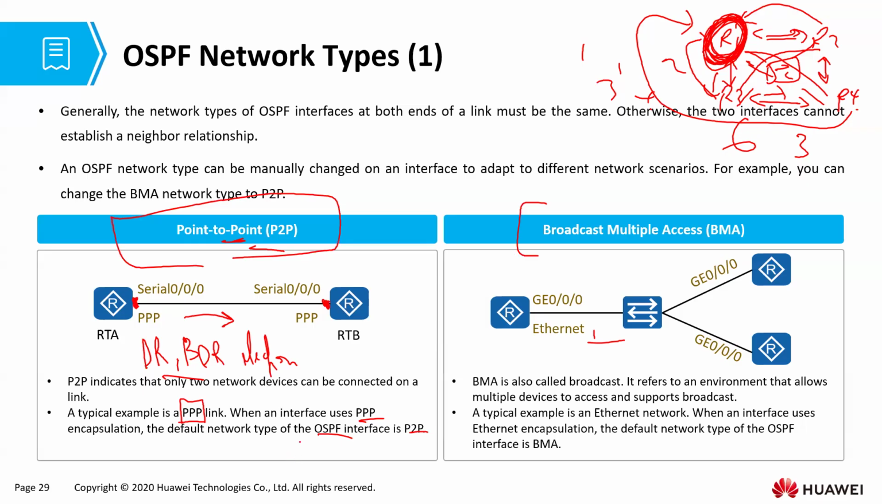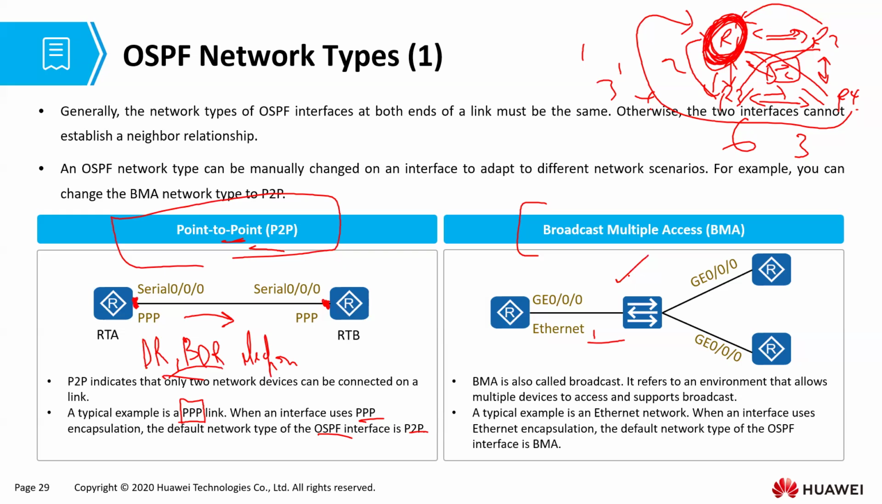So I think the key takeaway from this one, on a point-to-point, there is no election. There is a direct link between two routers. Then we go to this one, broadcast multi-access network, BMA.